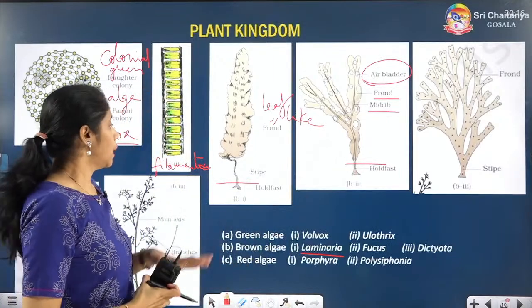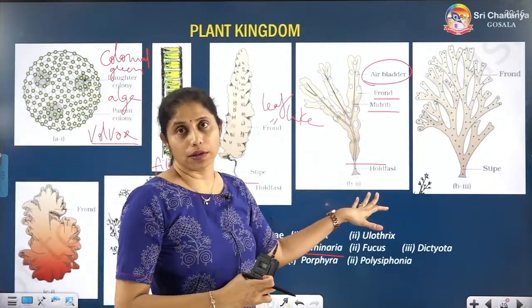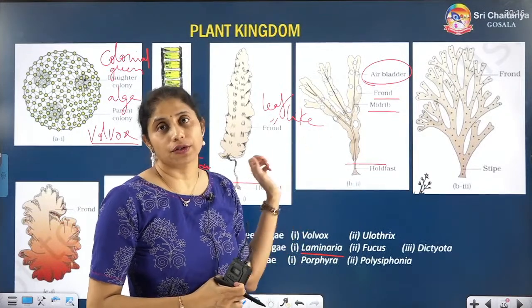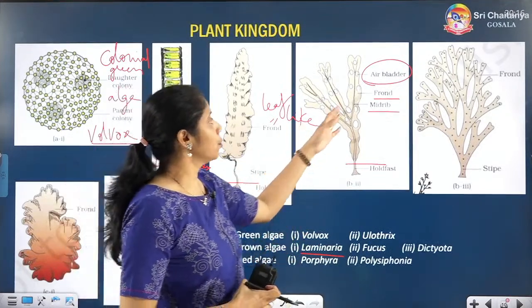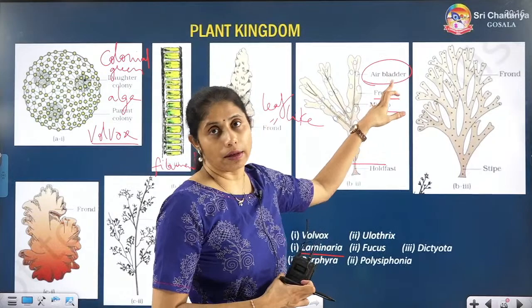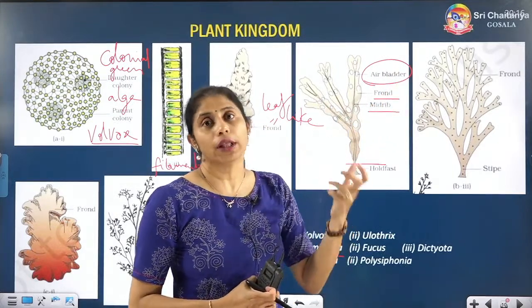Okay. So laminaria and then fucus, they will have the holdfast and leaf-like structures called fronds. A special feature about fucus is they contain air bladders. They have air bladders which are filled with air.